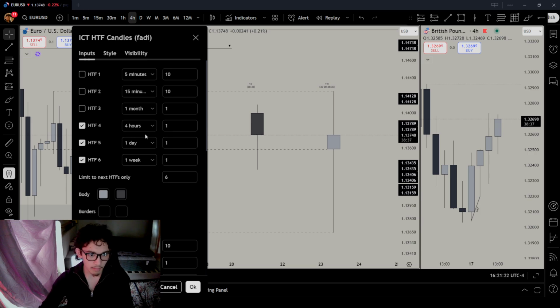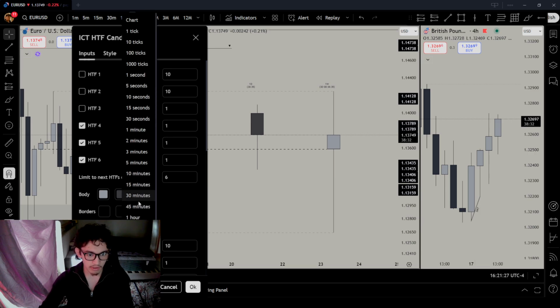But these are my settings here. I marked the high time frame 4. You could adjust it however you like.